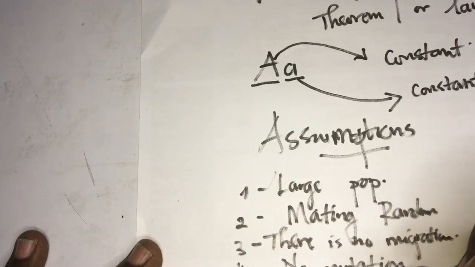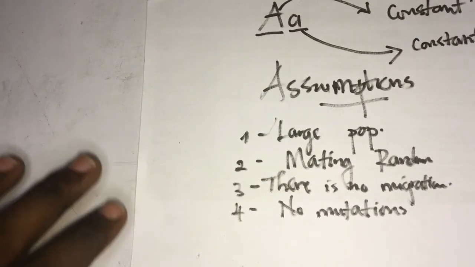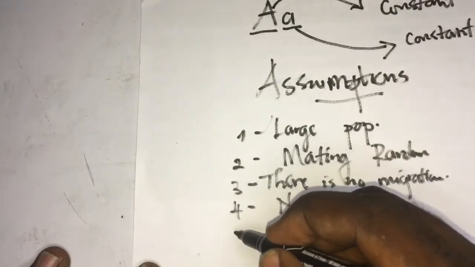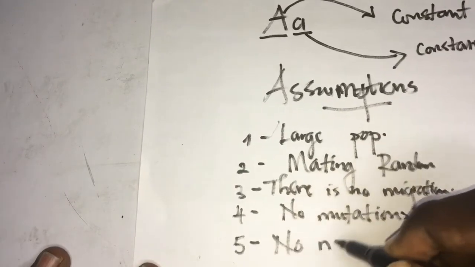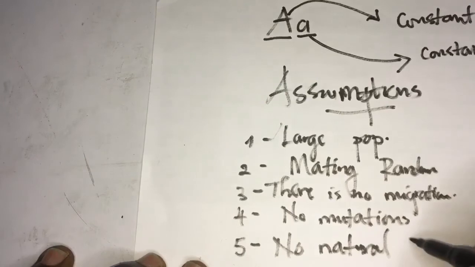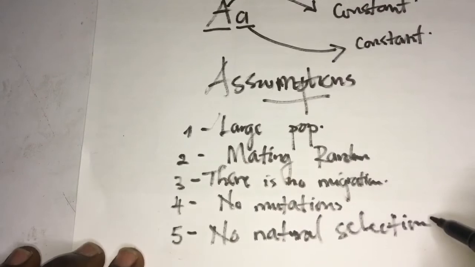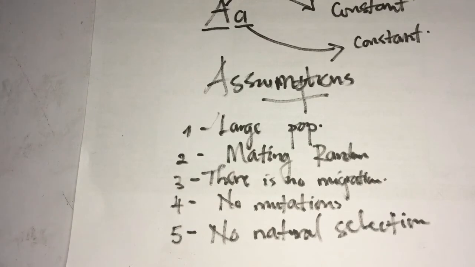Just to let you know that these are actually assumptions. This can't actually occur in a real population because genes mutate from one day to another. Every day, every second, there are mutations taking place. Now, the 5th one says that there is no natural selection on the population, telling us that every allele in the population has an equal chance of survival.